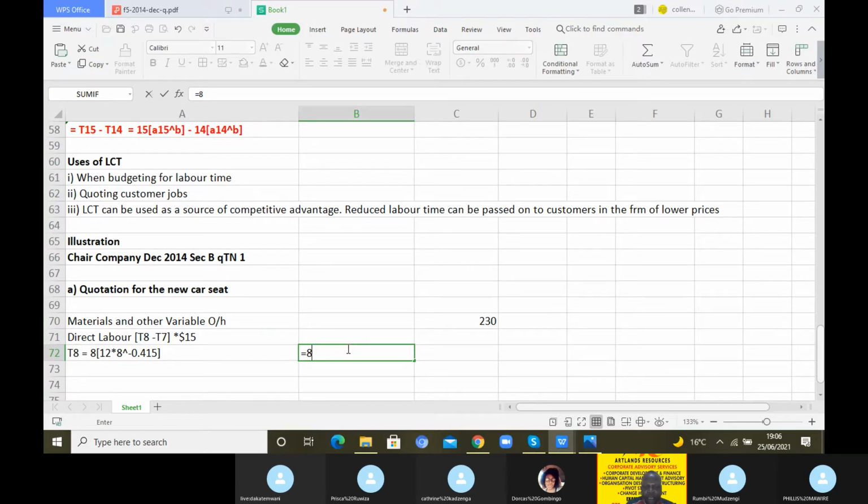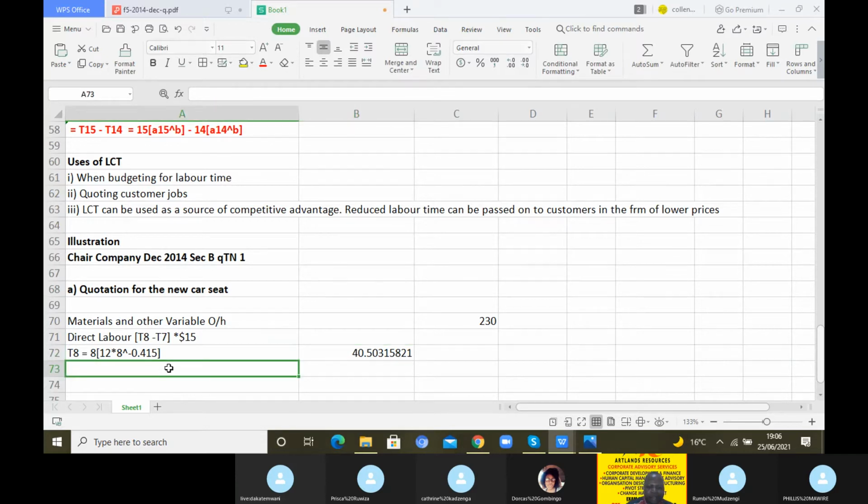So it will be 8, bracket 12, times 8 to the power. To the power, it's Shift 6. If you press Shift 6, then you say minus 0.415. Enter. So this is labor time for 8 units. Then you say T7.